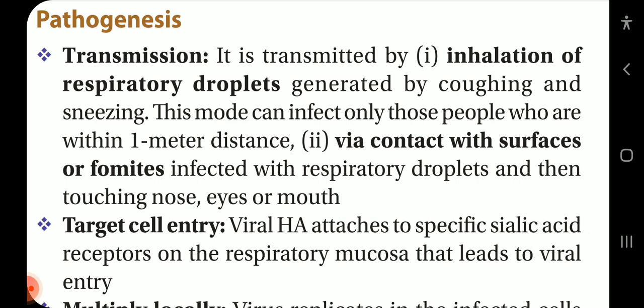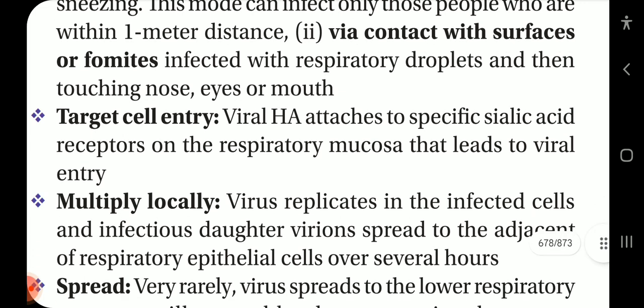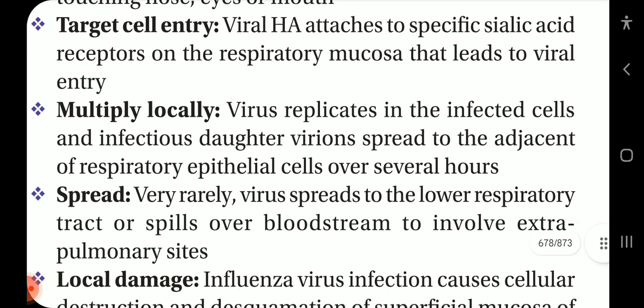Transmission is by inhalation of respiratory droplets generated by coughing and sneezing. This mode can infect only those people who are within 1 meter distance. Second, via contact with surfaces or fomites infected with respiratory droplets and then touching nose, eyes or mouth. Target cell theory. Viral HA attaches to specific sialic acid receptors on the respiratory mucosa that leads to viral entry.